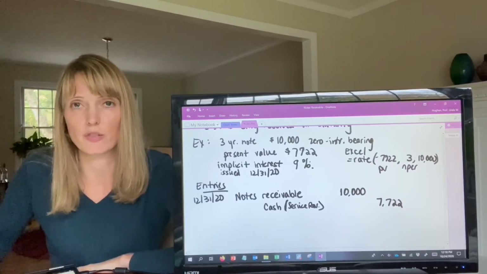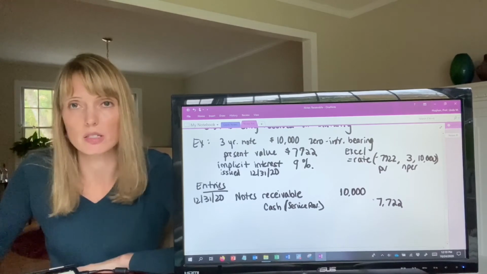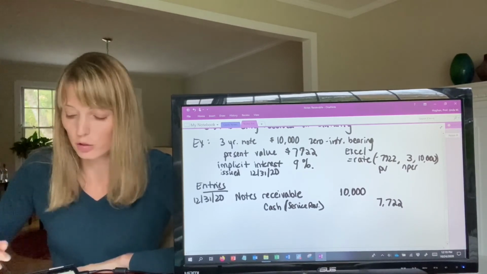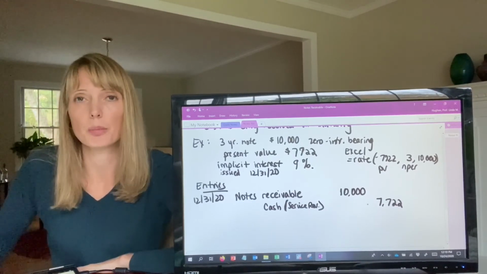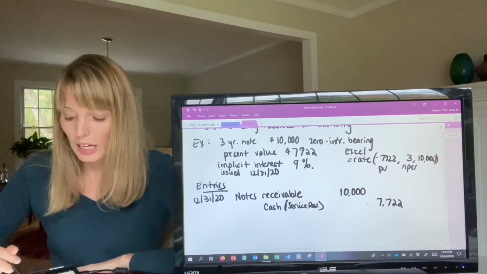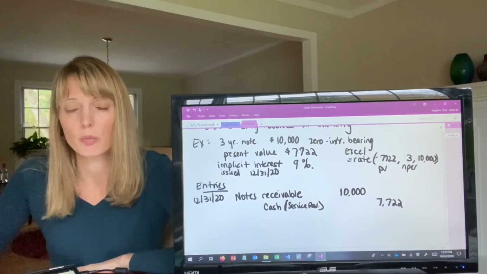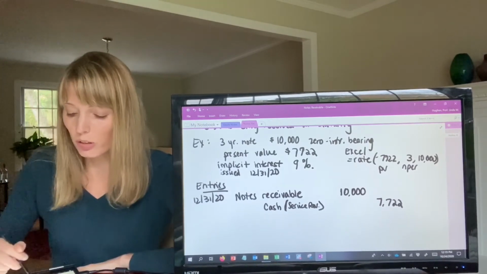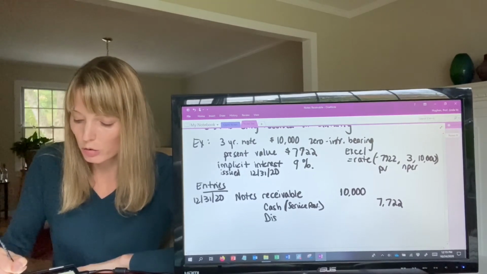Now, what about this difference? We know that the difference represents the interest. That's what the issuer of the note or the seller of the services, this difference is the implicit interest. But we can't record this difference to interest revenue, because time hasn't passed. We can only record interest revenue as time passes and we are actually earning that interest. So we're going to record this difference to a new account that we haven't seen before called discount on notes receivable.